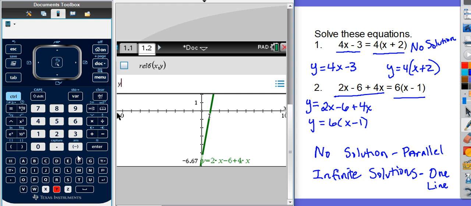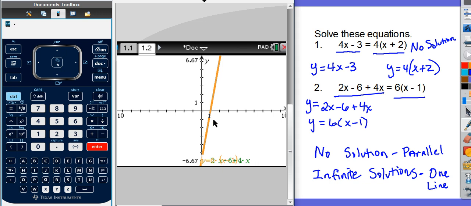So we're going to go y equals 6 parentheses x minus 1. Okay, so I always like to keep a look at my line, because if this is the same line, it's just going to change color. Sure enough, it just changed color. So in this case, this is one line, and if it's one line, then they cross everywhere, so that's infinite. So infinite solutions.